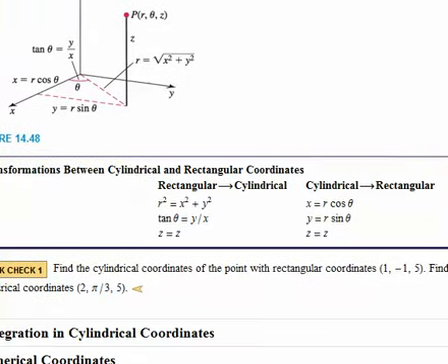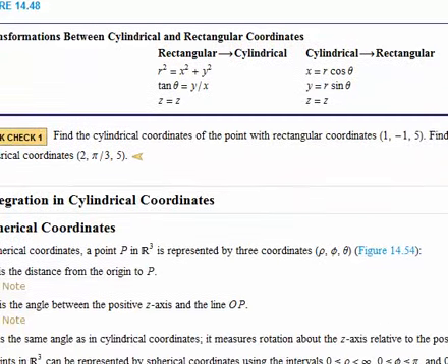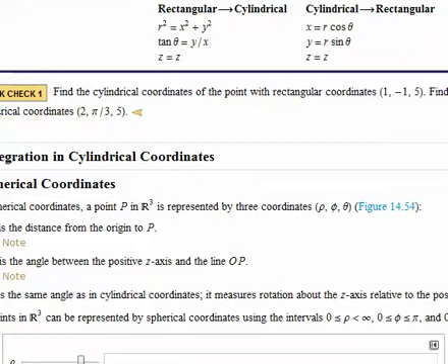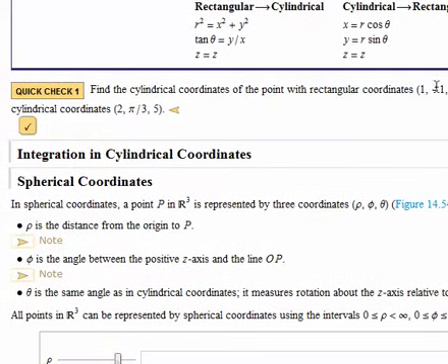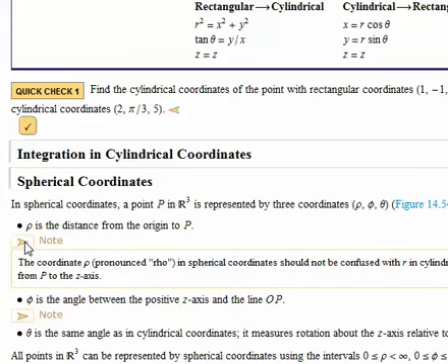I think it's time to start talking about spherical coordinates. And I think if I can do this without screwing up, I'd like to move. There we go. All right. So in spherical coordinates, we have three different values.